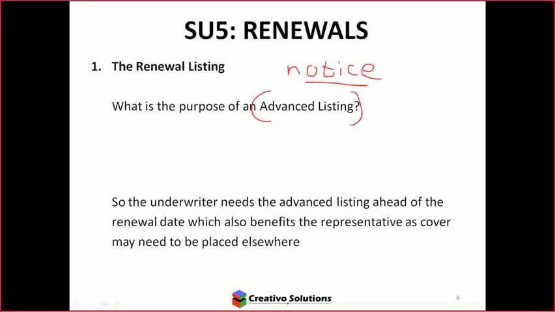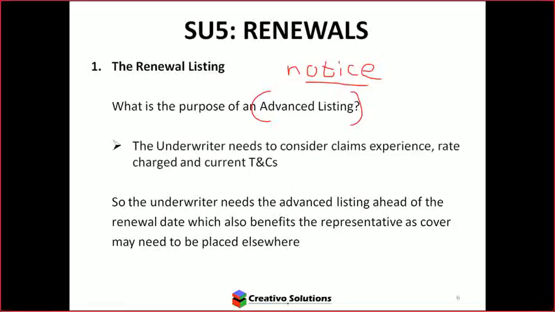The purpose is almost like a notice. That's the best way I can put it. It allows the underwriter to determine risk again. That's the key, risk. Always. Insurable risk and loss, even potential loss. Has the probability of loss increased or not? So the underwriter needs the advanced listing ahead of the renewal date, which also benefits the representative as cover may need to be placed elsewhere.